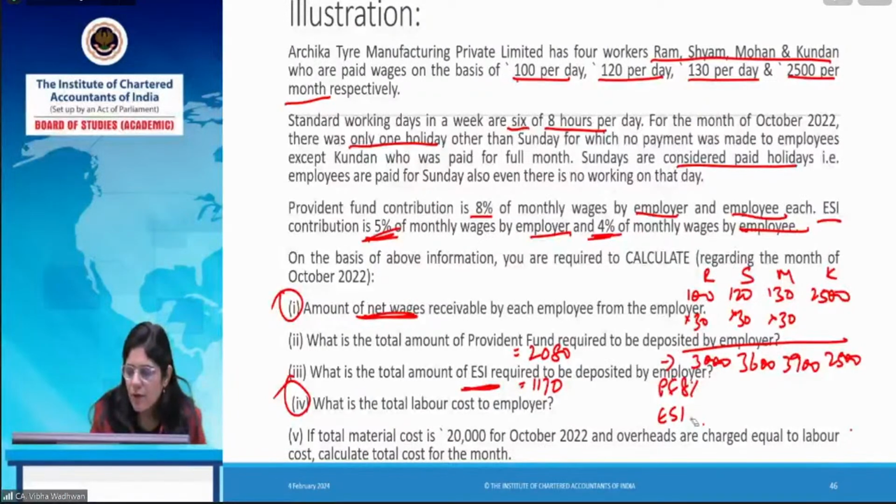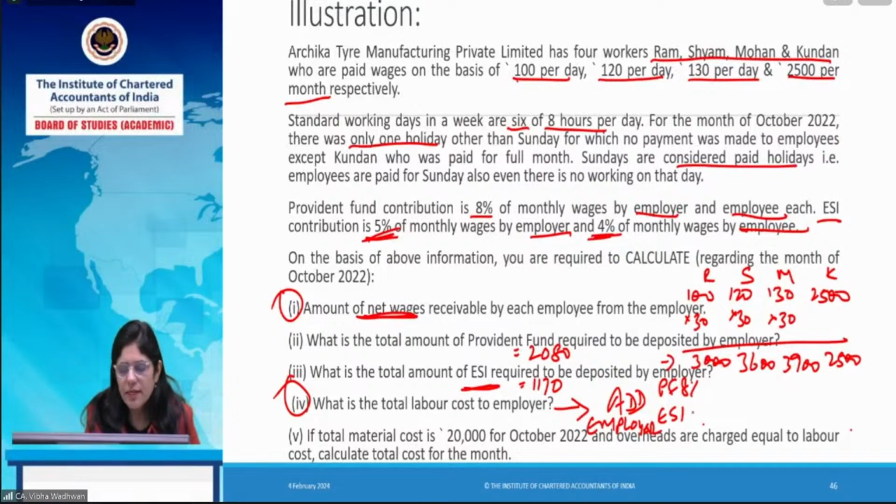So employer contribution here you have to add to calculate the labor cost. So the fourth part is you have to add employer contribution. Clear? PF is 8% and ESI is 5%. So to calculate this labor cost, you have to add the employer contribution. Yes, clear? So that's the way you can calculate the total labor cost.